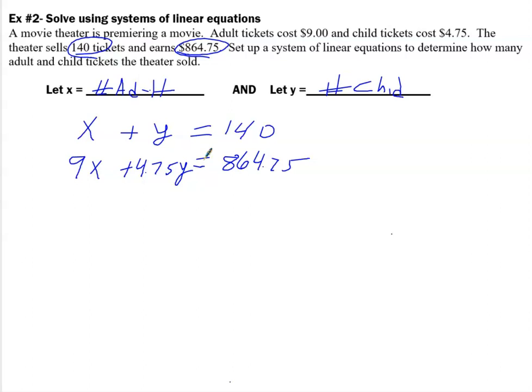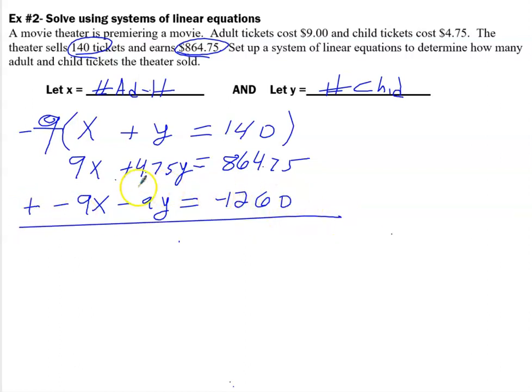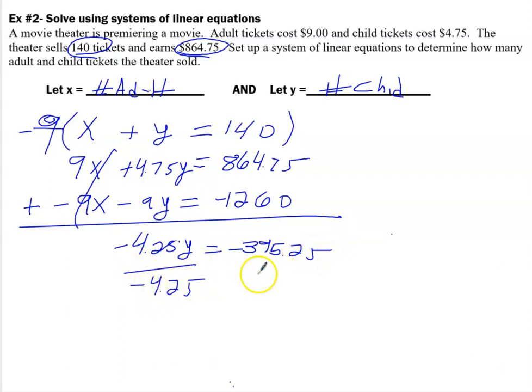Again, elimination or substitution. I chose elimination just because that's my personal favorite. Substitution will work very well here as well. I'm going to multiply by -9. So I get negative 9x minus 9y equals negative 1,260. Add these two equations together, those cancel out, so I get negative 4.25y equals negative 395.25. Divide by negative 4.25, and when I do that, I get that y is 93.